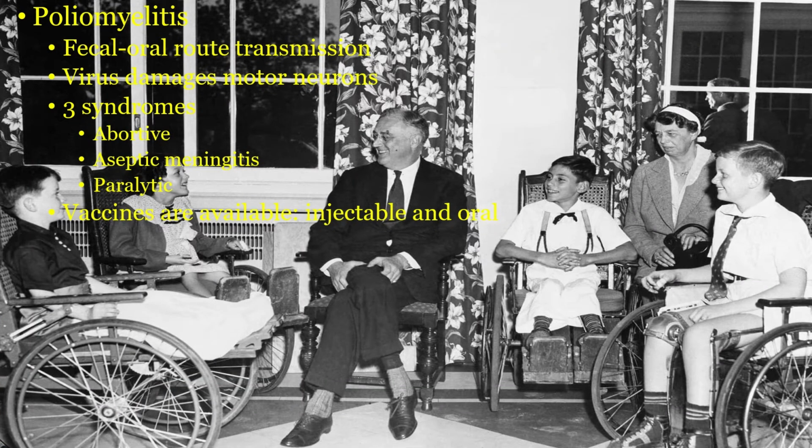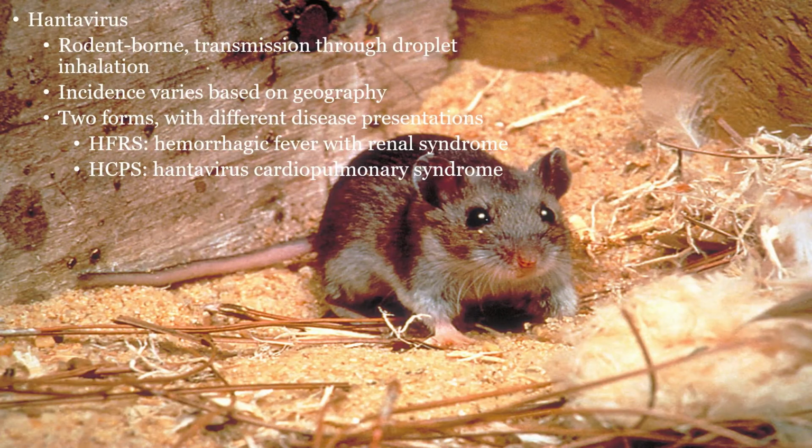Poliomyelitis is a terrible virus causing paralysis. Franklin Roosevelt contracted this virus in young adulthood and ended up with the inability to walk. The vaccine has helped make this virus much less prevalent, but it is still a problem in the world, especially in third world countries. The term aseptic meningitis means a viral meningitis.